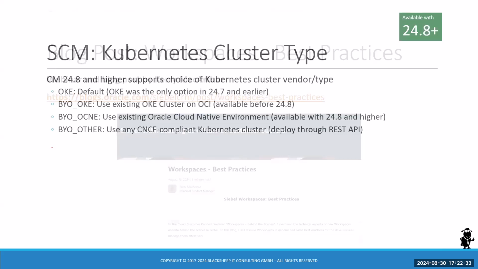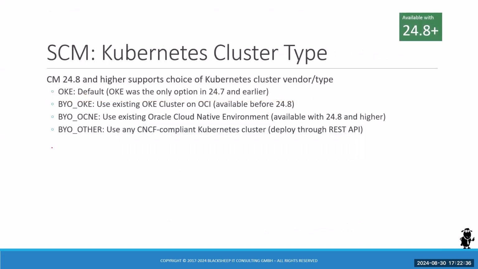Okay, so not enough features for 24.8, by the way, as in Siebel Cloud Manager, which is another very new product, really, but I think gets some traction with customers now moving to OCI, of course. In the documentation now, it says that you can bring your own OKE. Well, that's not really new. You could do that before. So you have your own Oracle Kubernetes cluster on OCI, and you point to that during the deployment, and it's using that cluster and not setting up a brand new one.